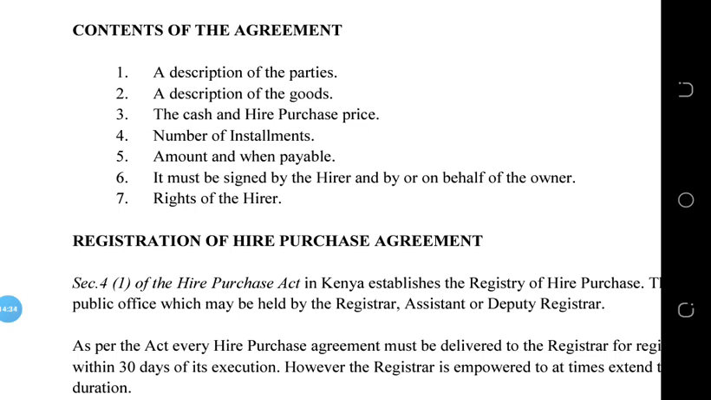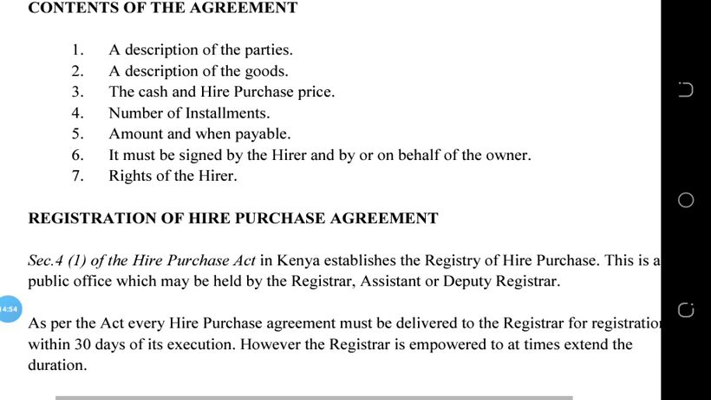Right of the hirer. So the content or the agreement must also indicate the right of the hirer. So registration of the hire purchase agreement.